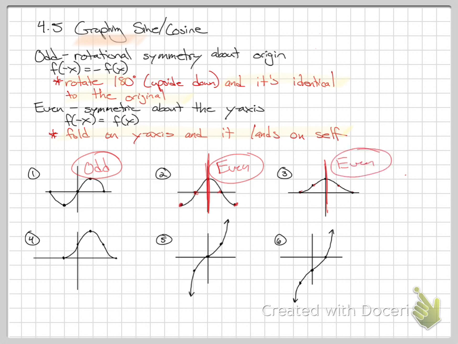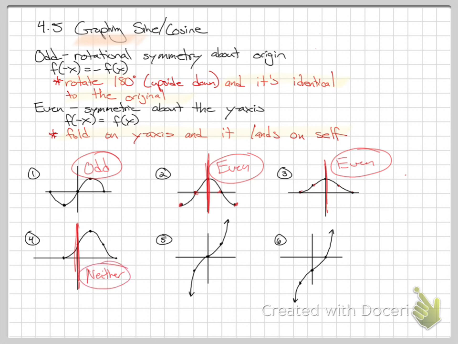Number 4, odd, even, or neither. Notice number 4 looks just like number 2 and 3. It's just been moved on the graph. But because it's been moved, if I fold it on the y-axis, it's not going to land on itself. And if you flip your paper over, it's going to be down here, right? So it clearly can't be the same. So this is neither.